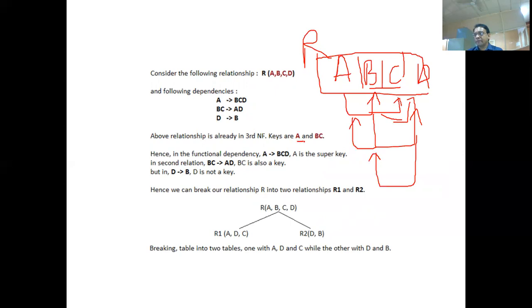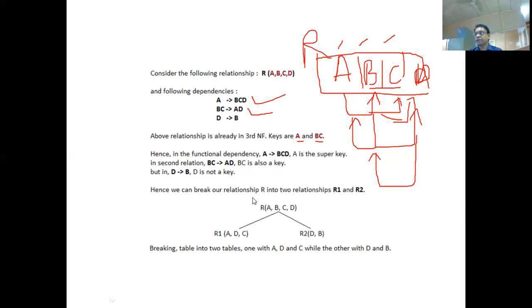You can see over here, the keys are A, the primary key, and BC, which may be a candidate key. So all these are called super keys or prime attributes. A, B, C are prime attributes. A is a super key. The first functional dependency is okay. BC determines AD, that is also okay. BC is a key. But D determines B. D is not a key attribute. Correct, no? D is not a super key. D determines B. Relation R is in third normal form, but not in BCNF because D is not a super key.